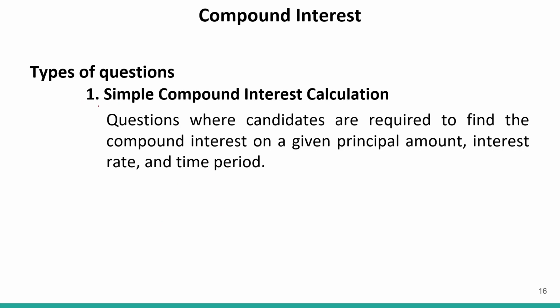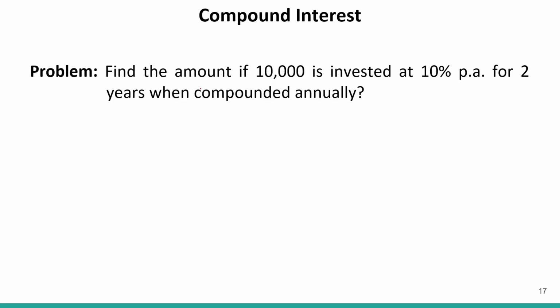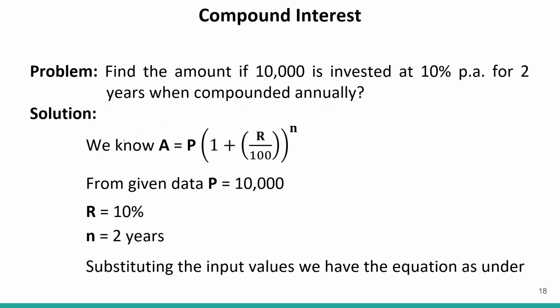Let's see the first kind of question, simple compound interest calculation. These are questions where candidates are required to find compound interest on a given principal amount, interest rate, and time period. Find the amount if 10,000 is invested at 10% per annum for 2 years when compounded annually. We know that A is equal to P into (1 plus R by 100) whole power n. From the given data, P is 10,000, R is 10%, and n is 2 years.